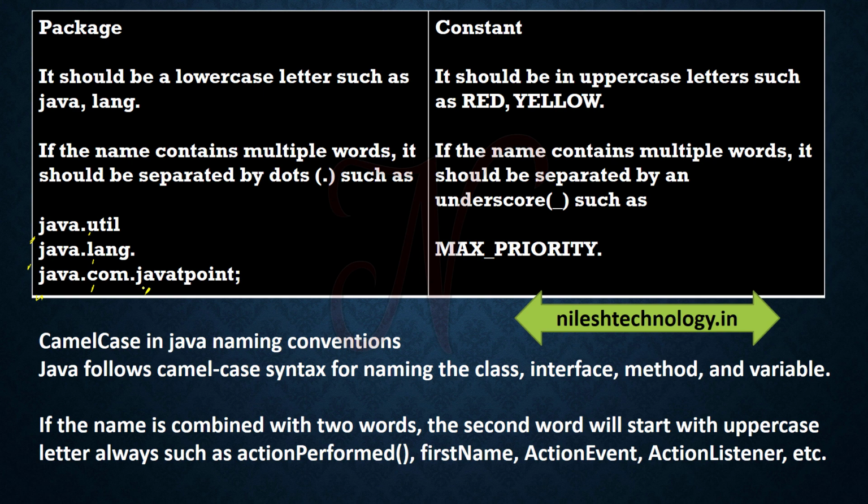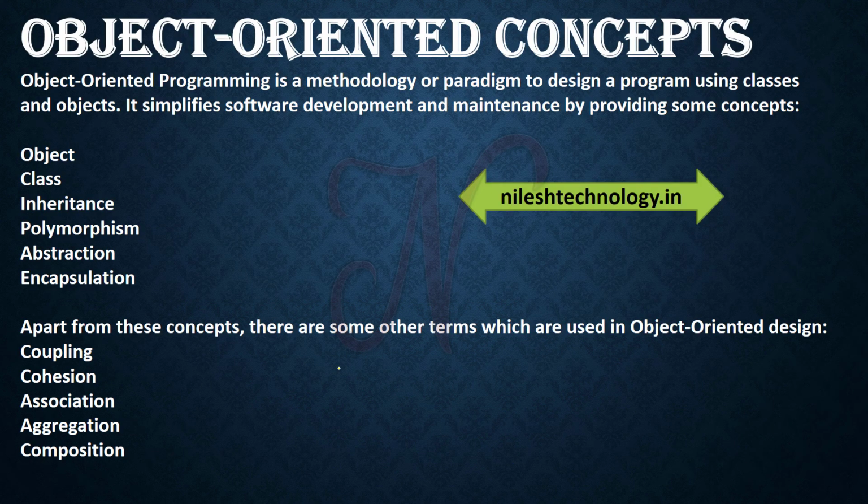Next one is the constant. Constants are variables like RED, YELLOW, MAX_PRIORITY, with underscore also used in constants. Constants are all in uppercase. This is called camel case. Java follows the camel case syntax for naming, meaning that for every next word the first letter will be capital. Next, we see the object-oriented concepts in Java.